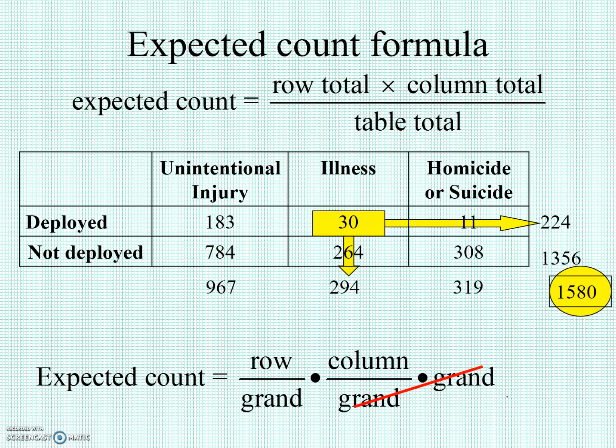So you're going to want to write this down. Expected count is equal to your row total times your column total over your table total. If that's confusing for you, go back a slide or a couple of slides, look at how we found the specific example for deployment and illness for this category right here, and hopefully that'll make a little bit more sense.